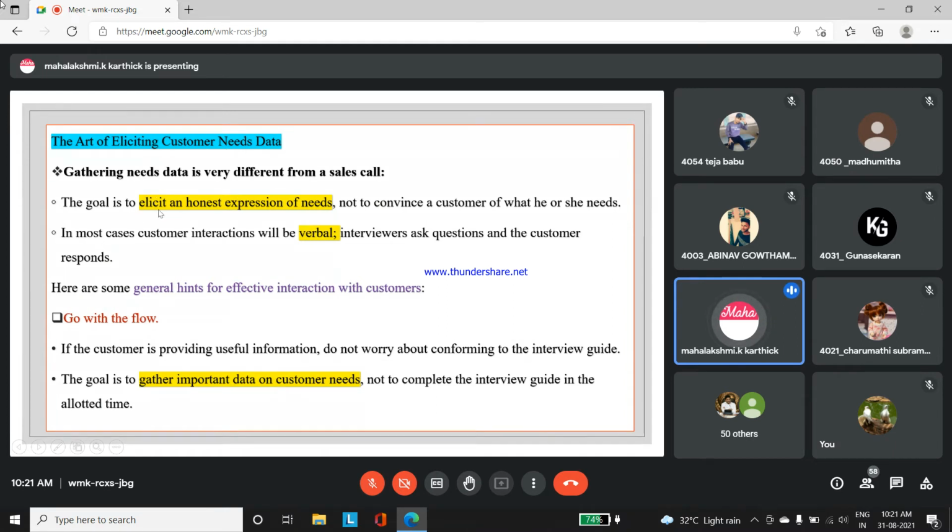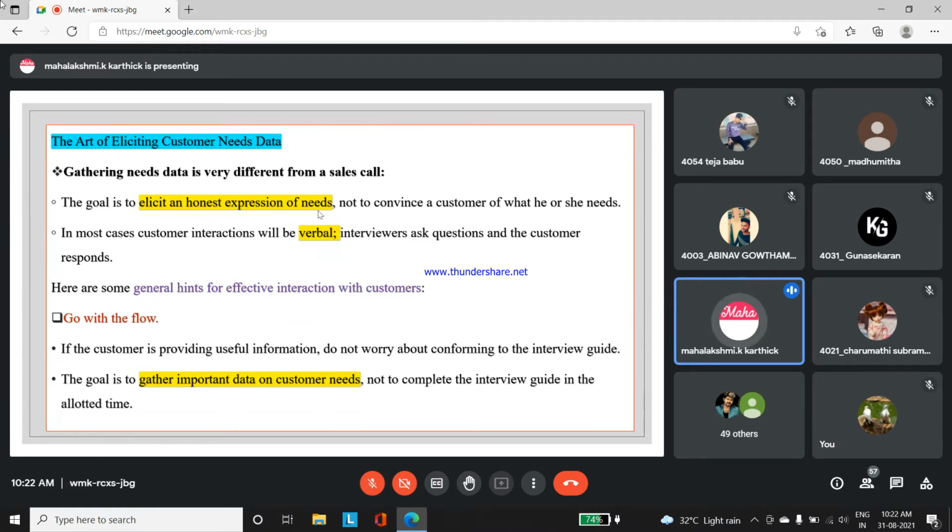So the goal is to elicit. What do you mean by elicit? Draw out or extract the real need of the customer. So the goal is to elicit honest expressions of needs. We cannot promote just as we like. We should not claim features that are not in the product. So that is called honest expressions of need.